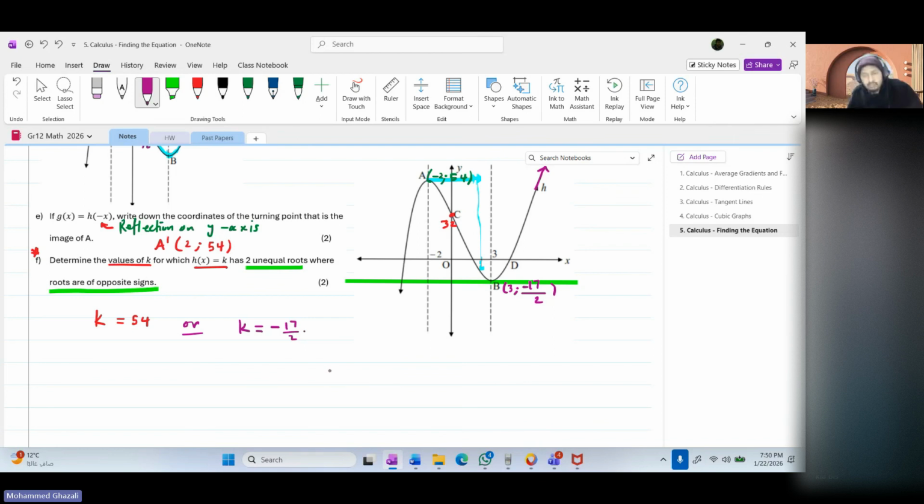So if I cut at those 2 points, I will always get what? Roots that are of opposite signs. So remember, when you're solving h of x equals k, that value of k here is the y values that you're looking at. Okay? Are we good, guys? So I hope you understood everything. Any questions? No questions? That's excellent.